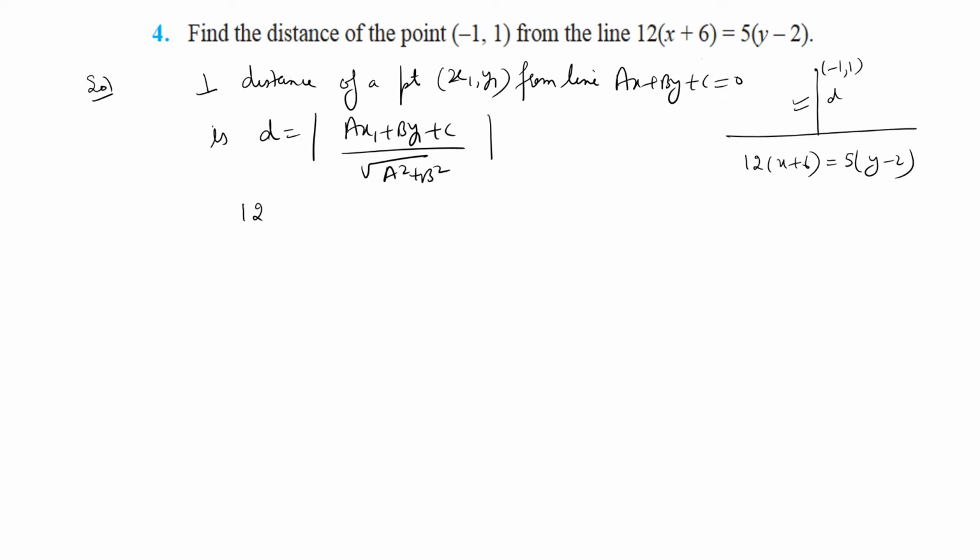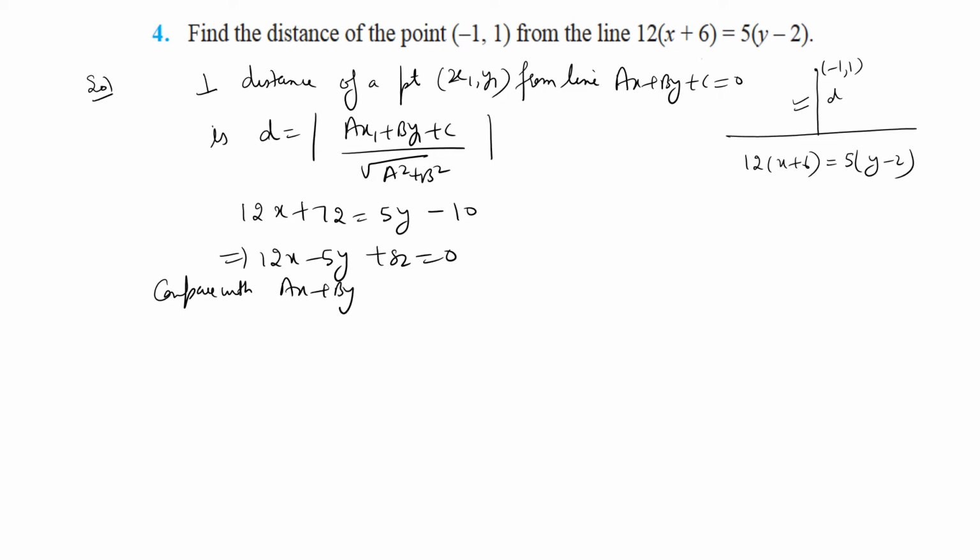So it becomes 12x plus 72 is equal to 5y minus 10. So this becomes 12x minus 5y plus 82 equal to 0. So I need to compare it with ax plus by plus c equal to 0 to get the values of a as 12, b as minus 5 and c as 82. And this point is acting as x1, y1.